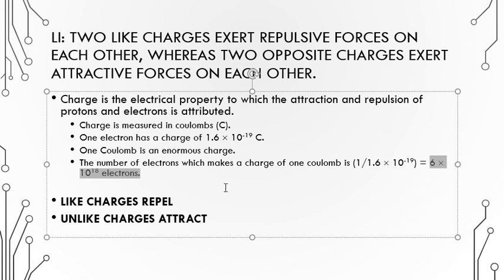So the main takeaways from this is that like charges repel, so a positive and a positive repels, a negative and a negative repels, and unlike charges, so a positive and a negative, will attract. Now, something I didn't write here but I will mention, is that a positive charge will be attracted to something that is neutrally charged, okay? Because they are unlike charges. Same with a negative to a neutrally charged object.